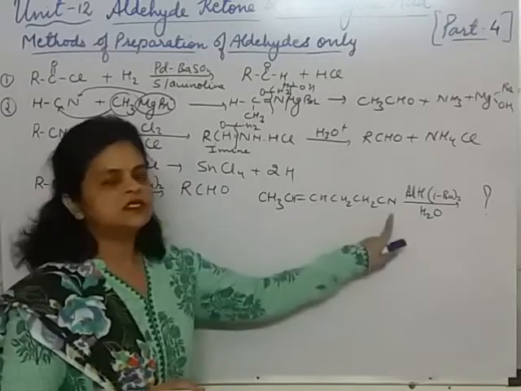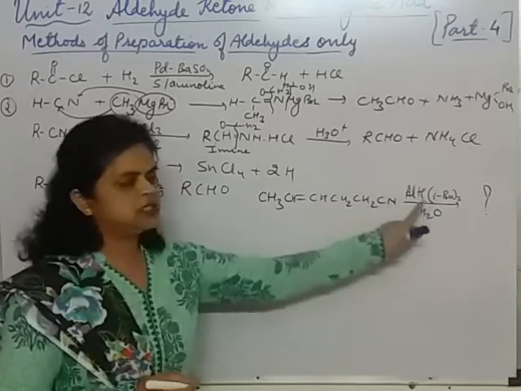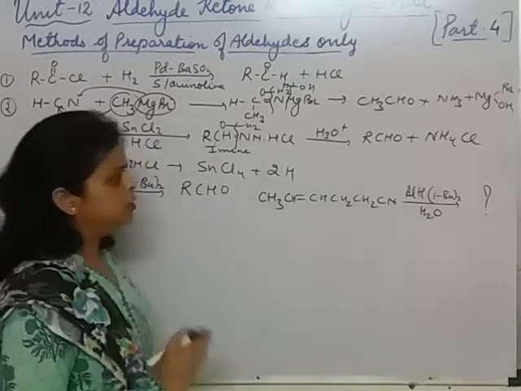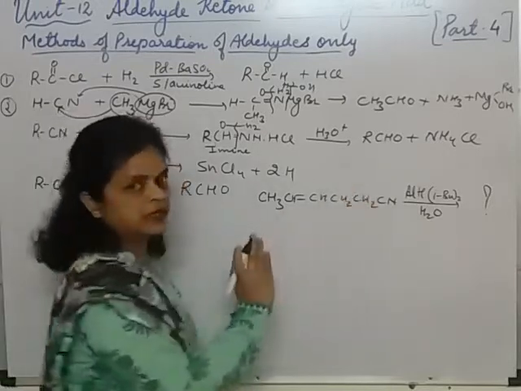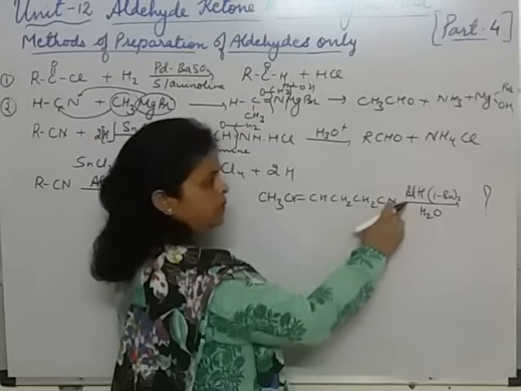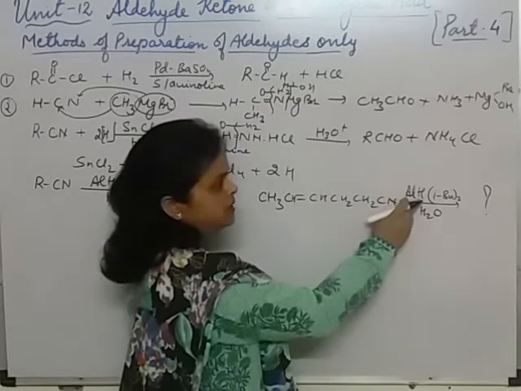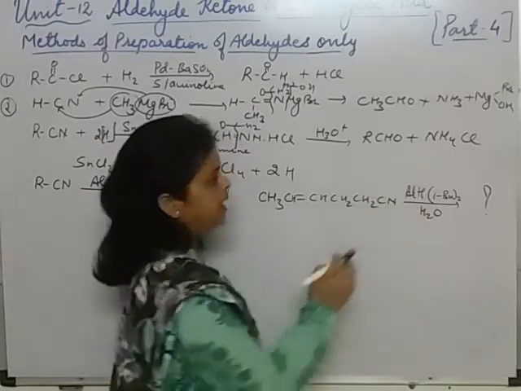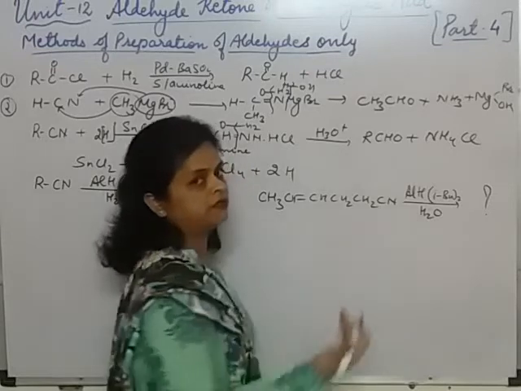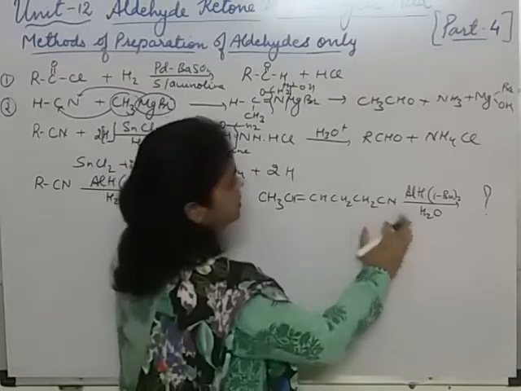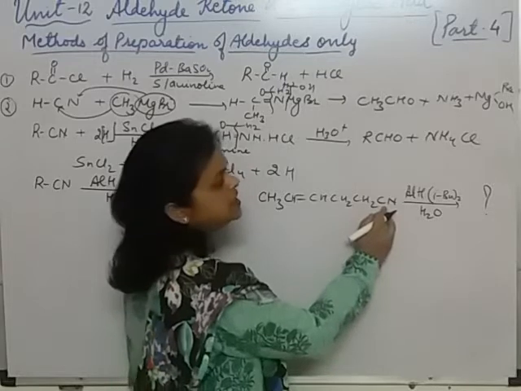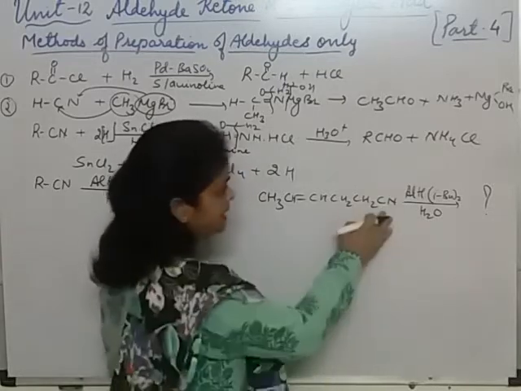A typical type of cyanide was given and these reagents were written, and the name of the main product was asked. So you do not have to see what type of cyanide it is. Cyanide will convert into imine with this DIBAL, and then followed by hydrolysis it will convert into aldehyde. So simply you have to change this CN into CHO. Nothing else you have to do.